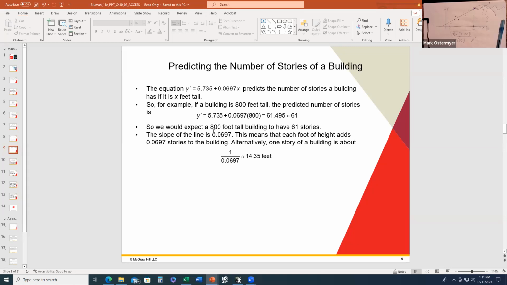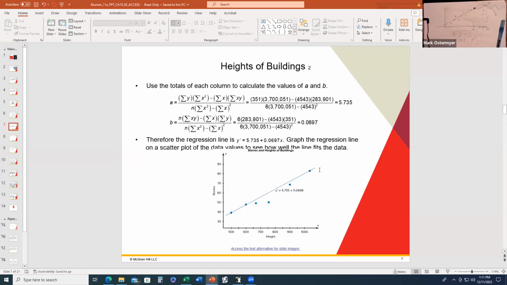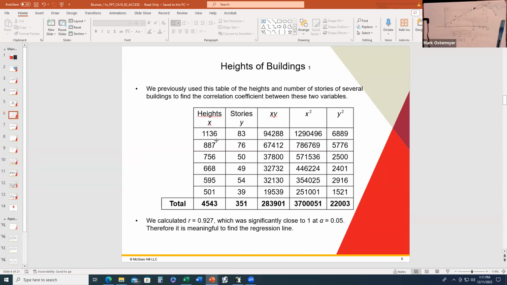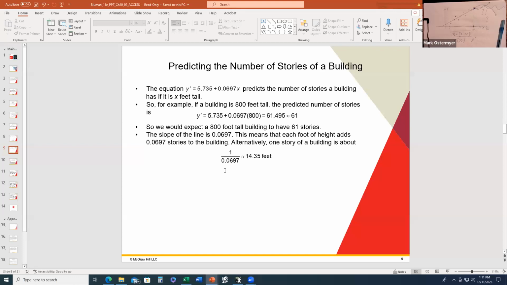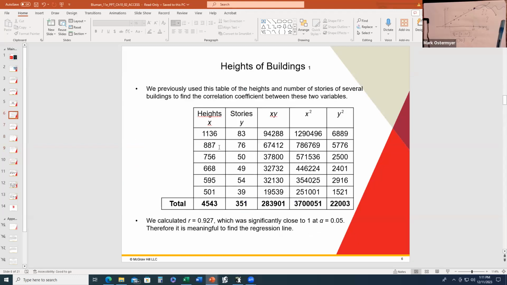And notice that 800 is within the range of the X values that was used to build this regression equation. You can see the X values range from about 501 to 1136. So you can see 800 is in this range. And so you would have a fair amount of faith in that predicted number of stories for a building that's 800 feet tall. But if you try to make a prediction for a building that's like 3,000 feet tall as the number of stories it has, then we would not have much faith, if any, in that predicted value.